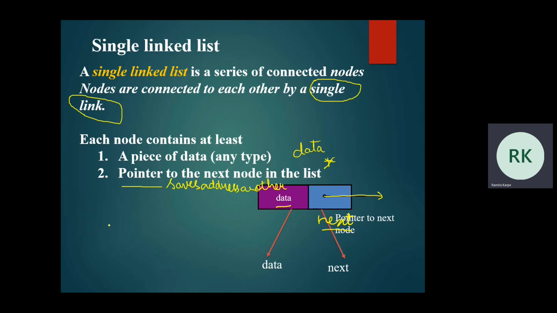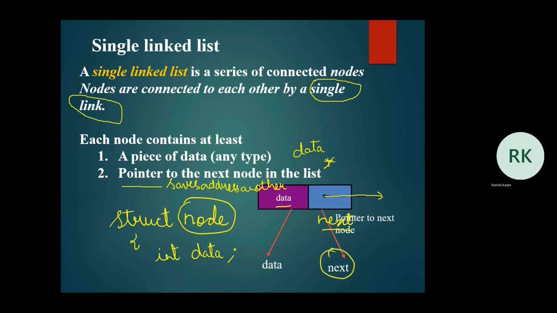The syntax is struct, then the name of the data type. In this case, this is a node, so I will give the name node, open the brackets, data. Data is the first attribute and next is the second attribute. So we are clubbing these two attributes together into a single entity called the node. First is data. Let's say the data type of data is int, it is of type integer. And next is the next part.